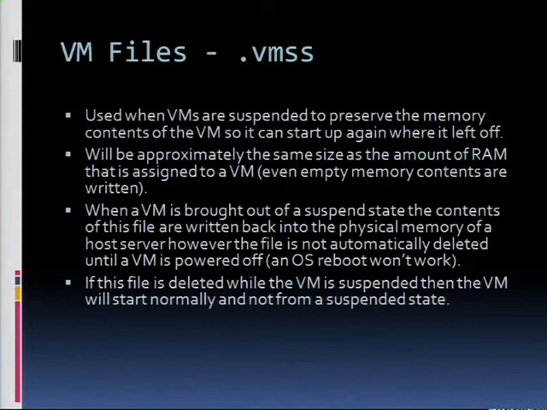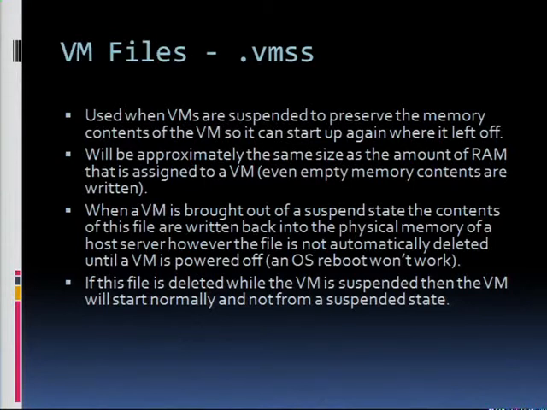The VMSS file is used when VMs are suspended, to preserve the memory contents of the VM so it can start up again where it left off. What it does is dump the whole memory of that VM into this file, almost like a virtual memory file. It'll be basically the same size, just like the snapshot VMSN file, about the same size as the amount of memory that's assigned to the VM. Even empty memory is written to this file, so if the VM is assigned 1 gig and it's only using 200 meg of RAM, it writes every single byte to this file.